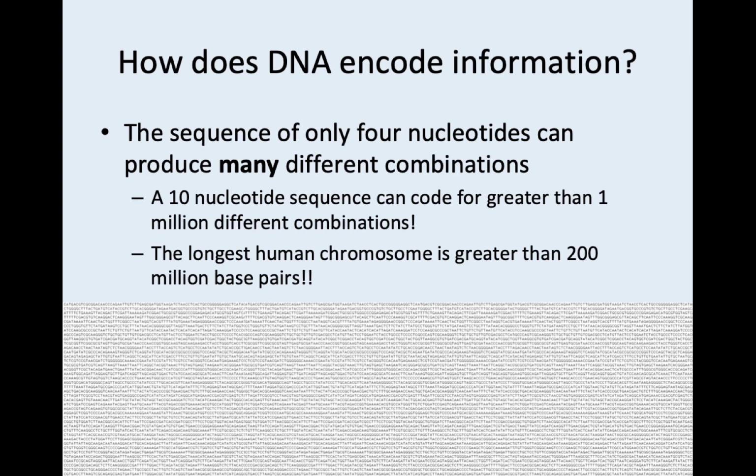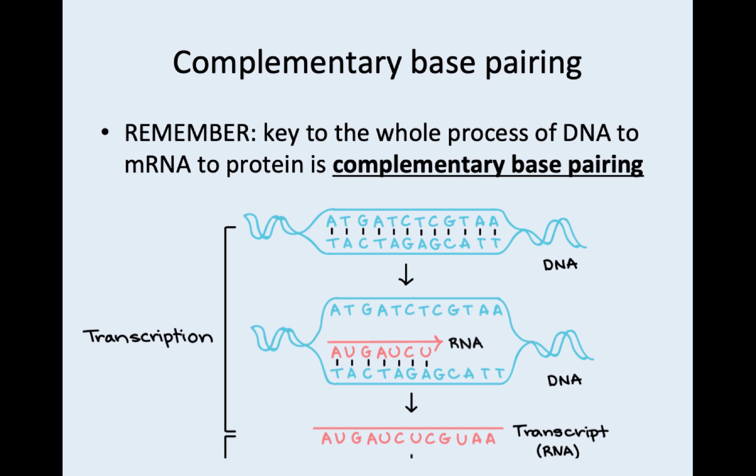So complementary base pairing, super, super important. Really important. It's how the whole thing works. So you're going to go to DNA. You're going to open the DNA. You're going to find the template strand. You're going to copy that template strand into messenger RNA down here via complementary base pairing. Then when the ribosome reads the messenger RNA, again, complementary base pairing is going to come in because the transfer RNA is going to dock with the messenger RNA and bring in the right amino acid.